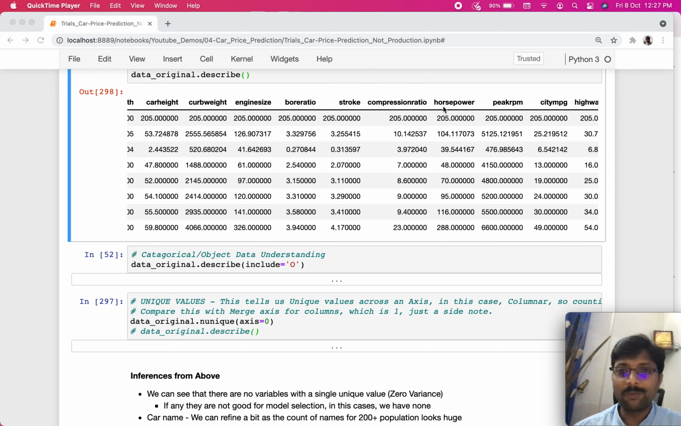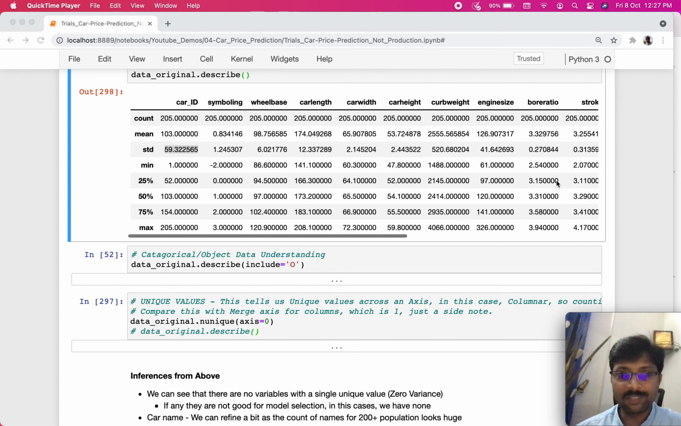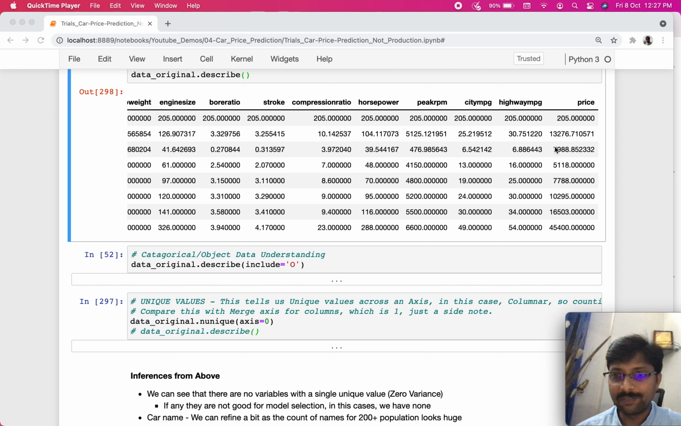We need to understand which variables have too much spread, and which variables have a skew in them. For example, if you look at the price variable here, the minimum is 5100. Sorry, this may not be the standard deviation, that is actually the 25th percentile. The standard deviation is this one, almost 8000. The mean is 13,000, whereas the maximum is 45,000, and this one, 16,500, is the 75th percentile.